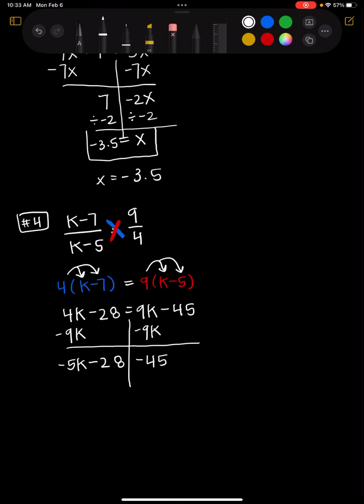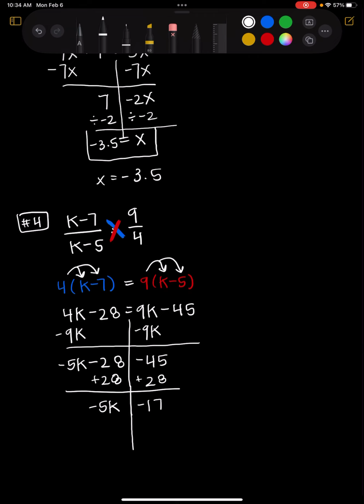So we want to get the k by itself, which means we need to move the negative 5 and the negative 28. I'm going to start by moving the negative 28, and the way I'm going to do that is by adding 28 to each side, because right now it's subtracting. So to get rid of it, we add, and the 28s cancel out on the left side. So we're just left with negative 5k, and then on the right side we have negative 45 plus 28, which gives me negative 17.